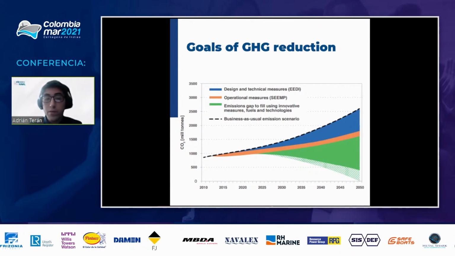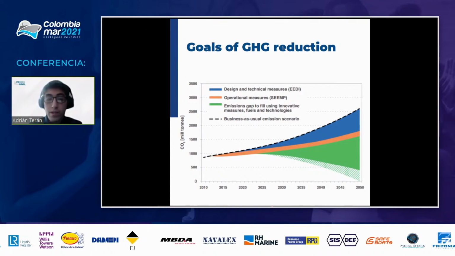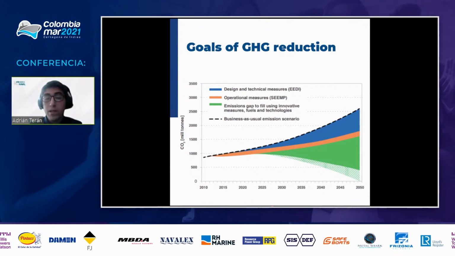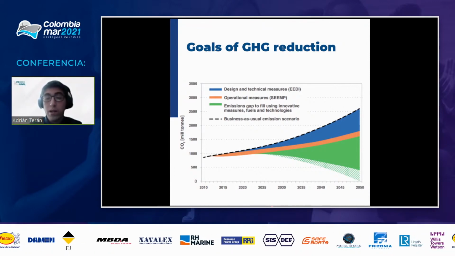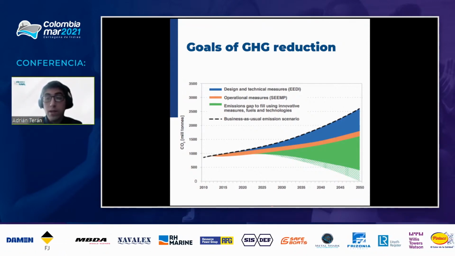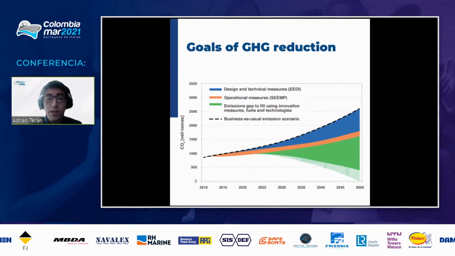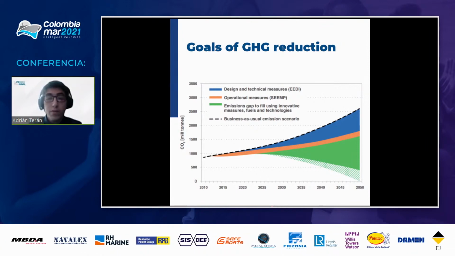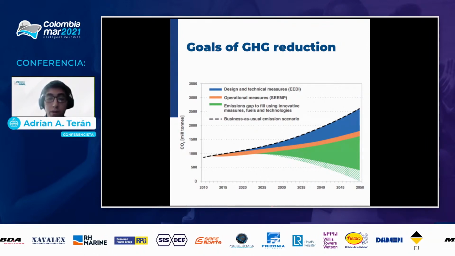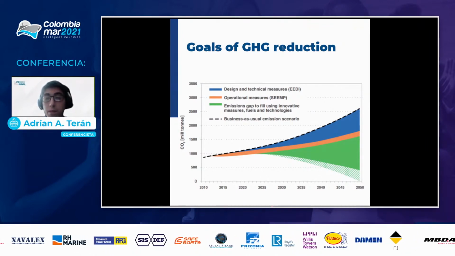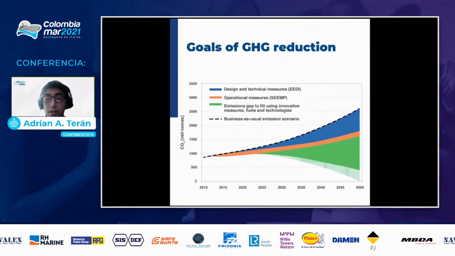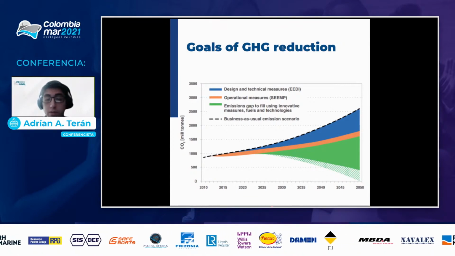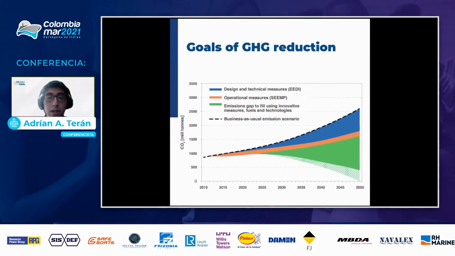In this graph, we can see the first line, which is a black dotted line, which presents the current scenario up to 2050, without taking any action for the reduction of such emissions of tons of CO2. And then we have several strips, such as the blue one, the orange one, that indicate reductions of the CO2 being given off into the atmosphere.